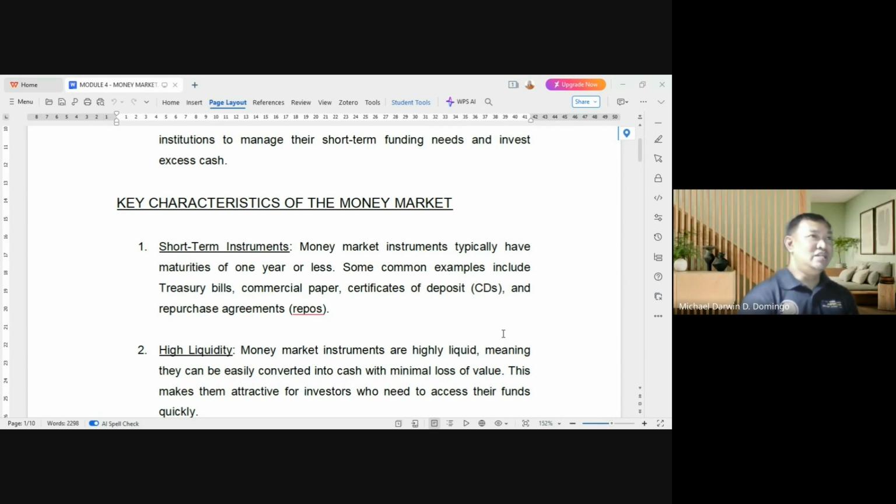So, ibig sabihin, nag-deposit si private institution o private individual. So, i-issue sa ngayon ng certificate of deposit. Siyempre, may corresponding interest rate yan. And a repurchase agreement. Okay?